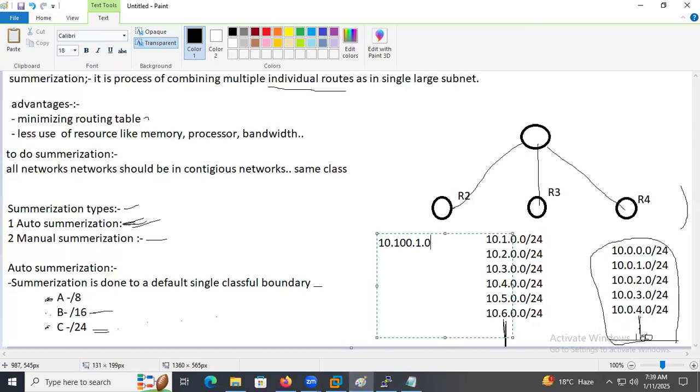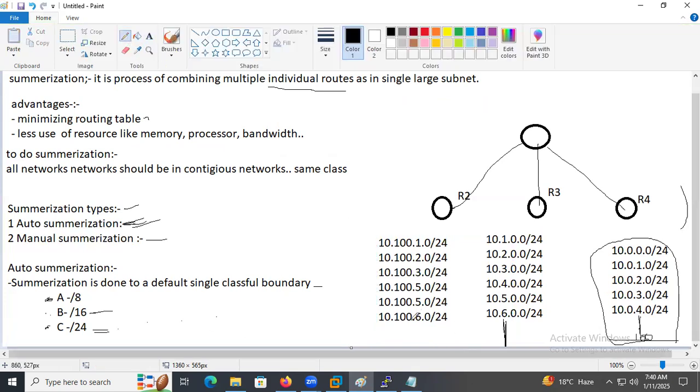Slash 24. Here there are 2, again 3, again 4. All these are from the same class A, but they are separated. So here also we have 100. Here also we have 100.